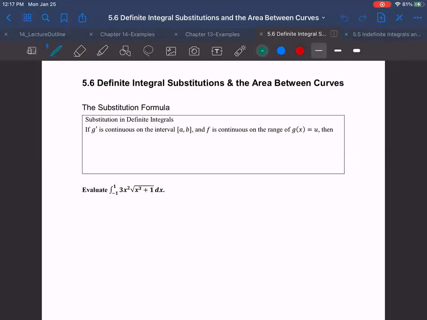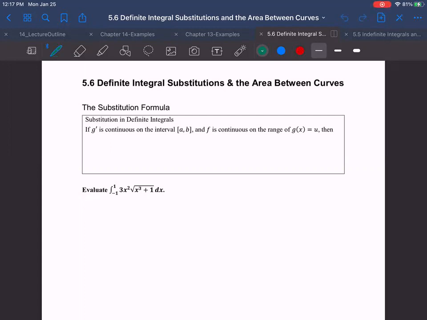All right, we're starting here with 5.6. We're going to do the same thing, definite integrals this time with substitution, and then also look at the area between curves, which should make a whole lot of sense and really just kind of be pretty easy to do. It's just a matter of subtraction.